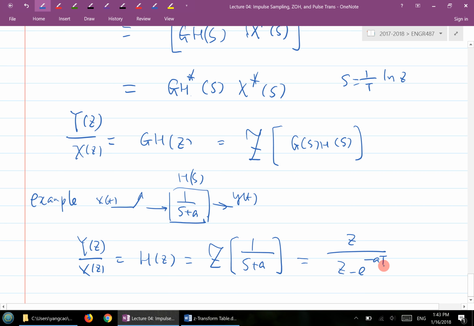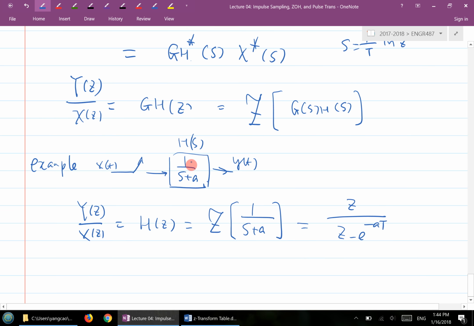So now you can actually think, even without giving an example here, if this H of S is not so simple as 1 over S plus A, for example, if H of S maybe is S plus A, S plus B, like that, how do I go about getting H of Z? So we have to do what? Partial fraction expansion for this guy here. Then you use a table to get here. So that's one example.